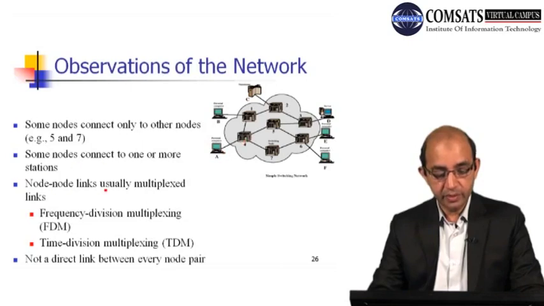Node to node links are usually multiplex links. Here, we have to multiplex the data because we have 2 inputs, right, and 2 outputs also. In order to have multiplexing, we need to adopt certain multiplexing techniques, for example, FDM and TDM. In FDM, certain frequencies are allocated, or we have certain frequency slots separated by some frequency guard band, and then we have time division multiplexing.